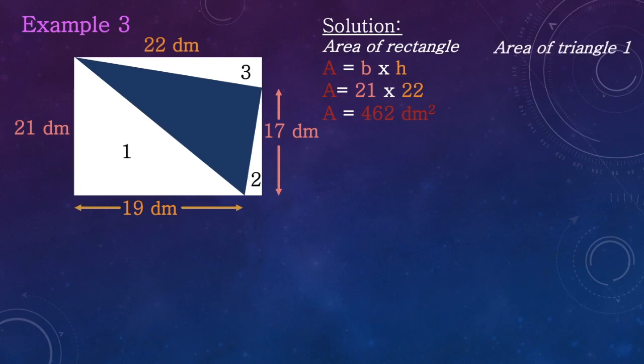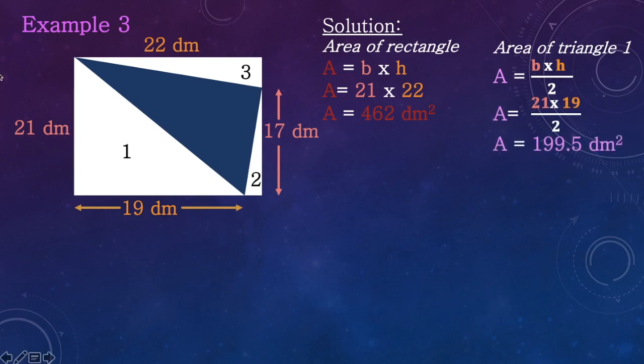Let's do our calculation. Let's see what that area is. So base times height divided by 2. Always write your equation, plug in your numbers, and we know that this white triangle section here has an area of 199.5 decimeters squared.